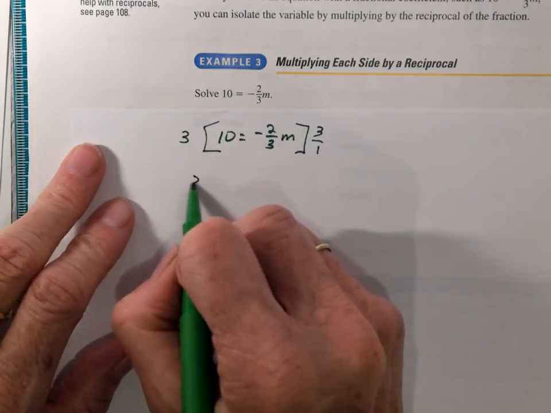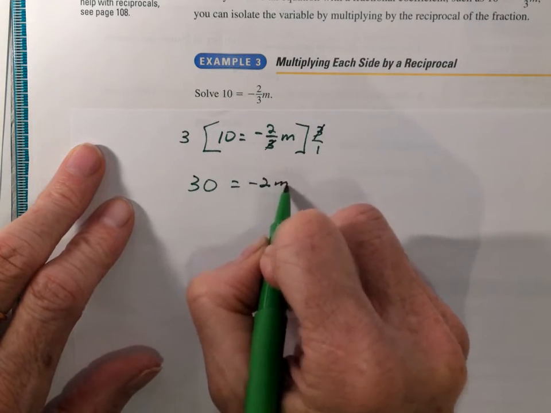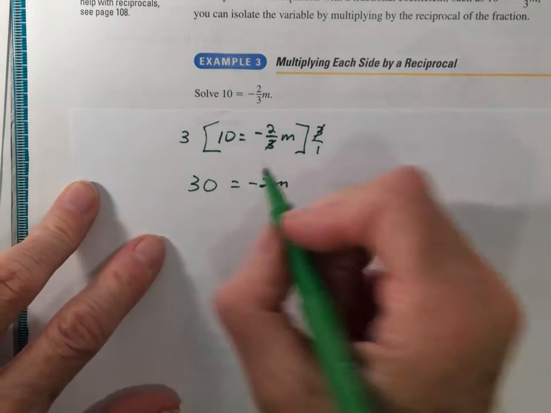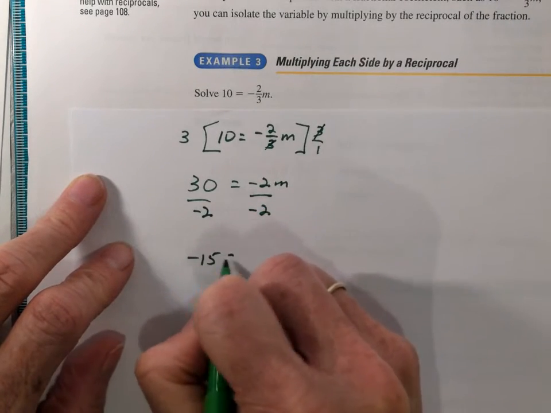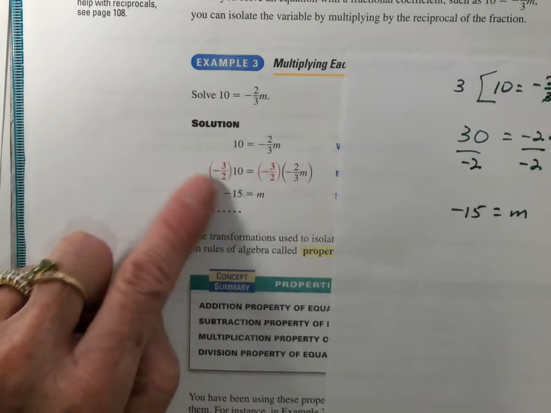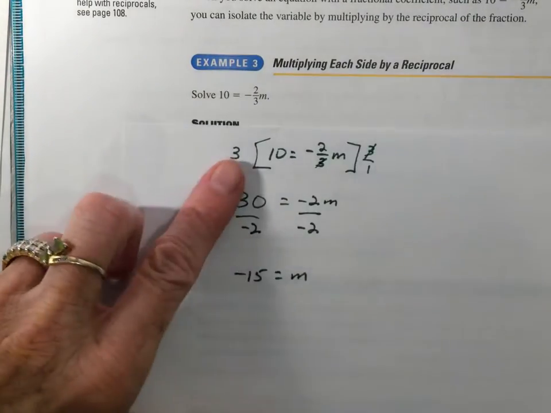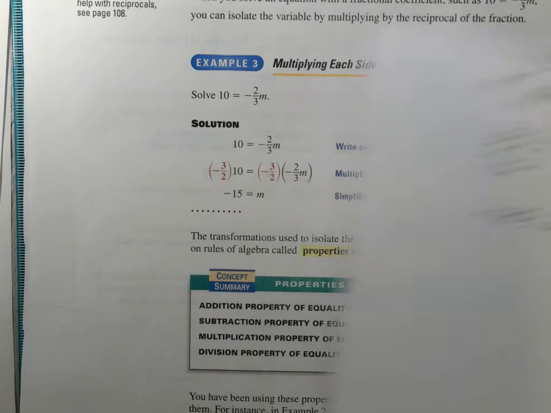Okay, so 3 times 10 is 30 equals, this 3 cancels with that 3, and I get negative 2m. Now, all I have to do is divide by negative 2. I divide by negative 2, I divide by negative 2, and I get negative 15 is equal to m. So I get the same answer, but I didn't have to worry about the fraction here. I just multiplied by my common denominator, which was 3. The only denominator I had was 3. So it's easier for me to do that, okay? All right, so if you want to do them that way instead, it's much better. That's up to you. So let's take a look at some more examples that they have.